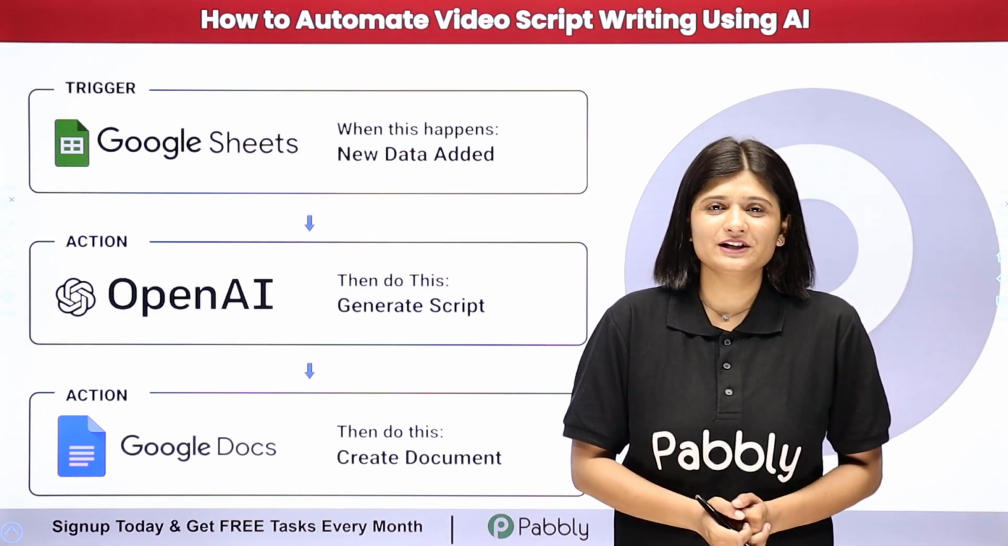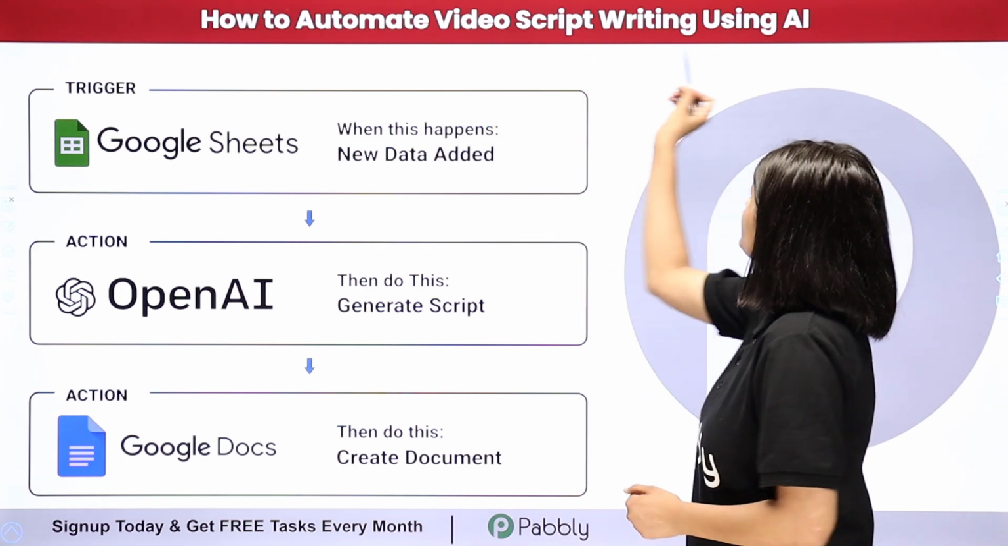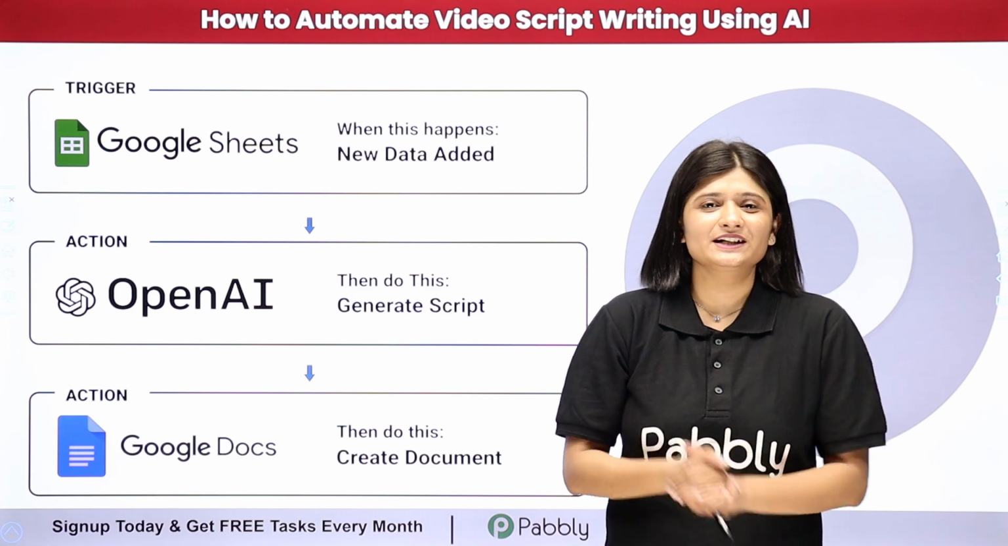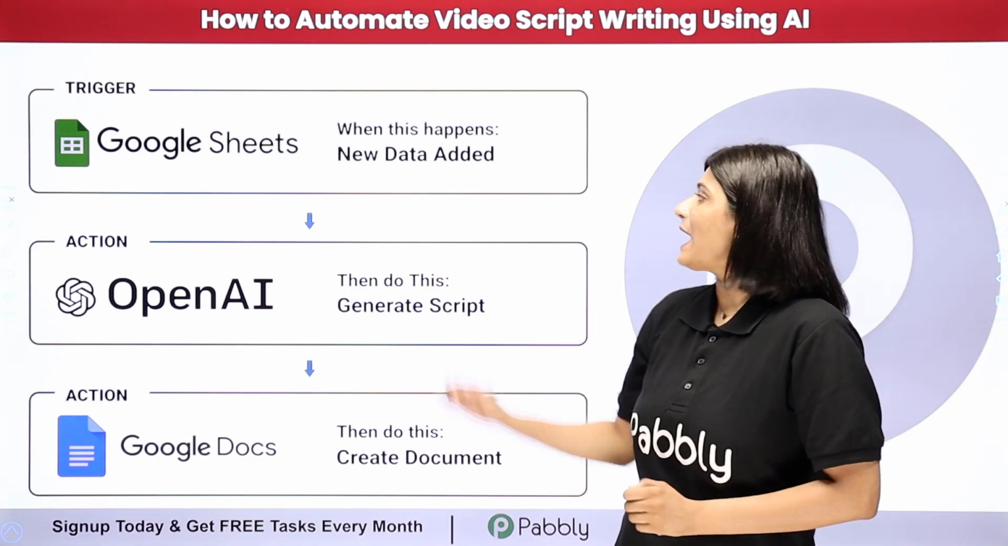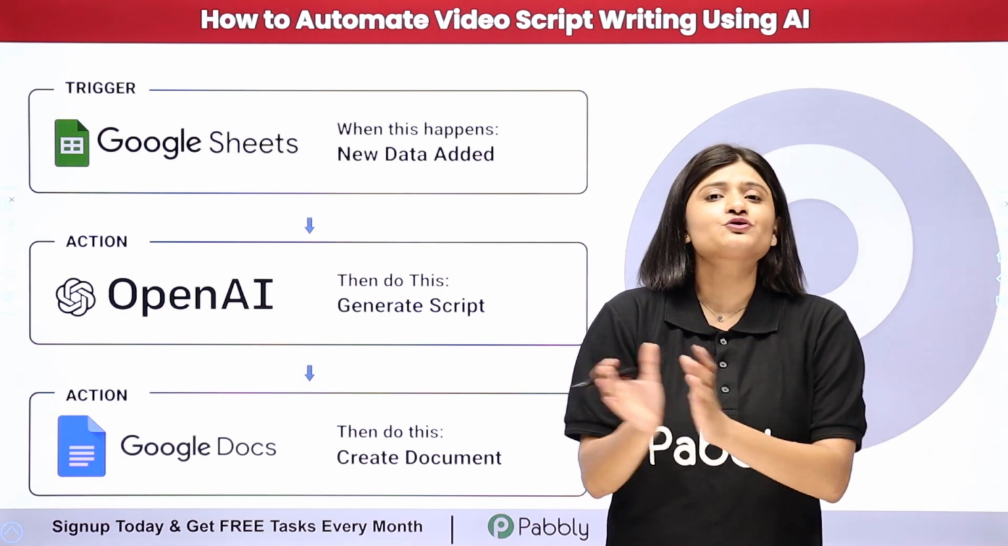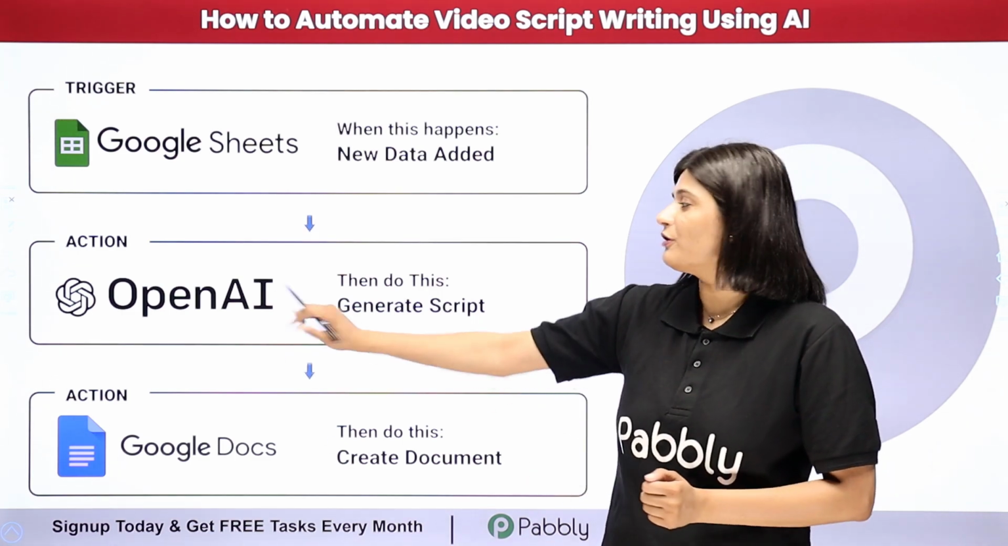In this video, we are going to learn how to automate video script writing using AI. So let's suppose I'm a video producer and I want that whenever I add a new video topic in my Google Sheet spreadsheet, the script should be automatically generated with the help of an AI agent.